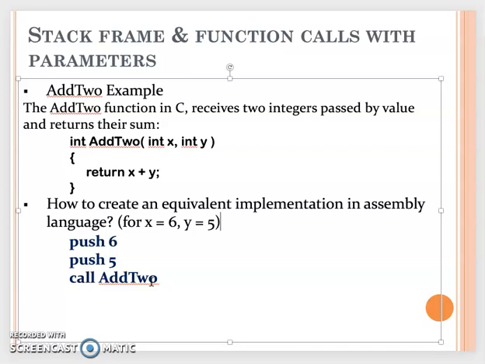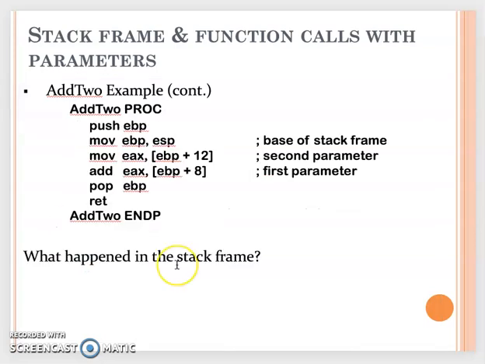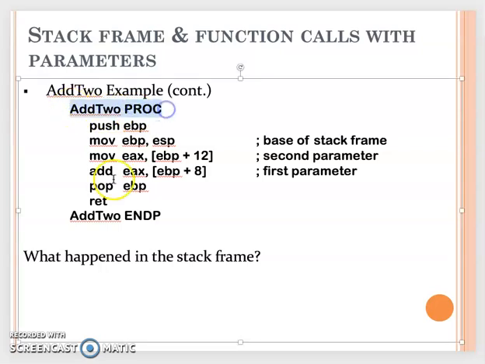We show you how to code this function, right? But how should I implement add to procedure? So actually add to procedure looks like this. Your add to procedure, you have the directive and end and return. Okay, so now let's see what happened.